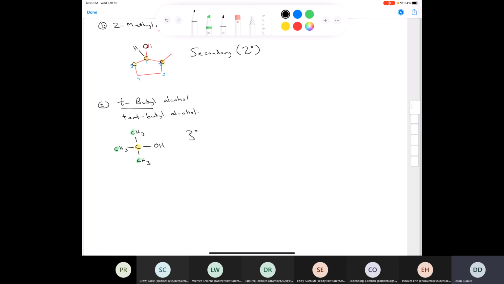And so tert-butyl alcohol is a tertiary alcohol. All right, hopefully that helped a little bit. Let's see here. There's another one I wanted to do.